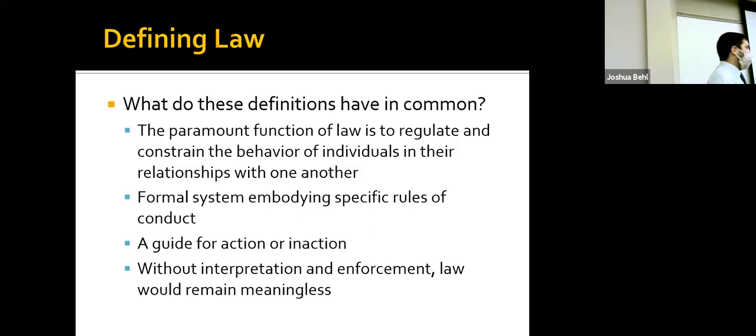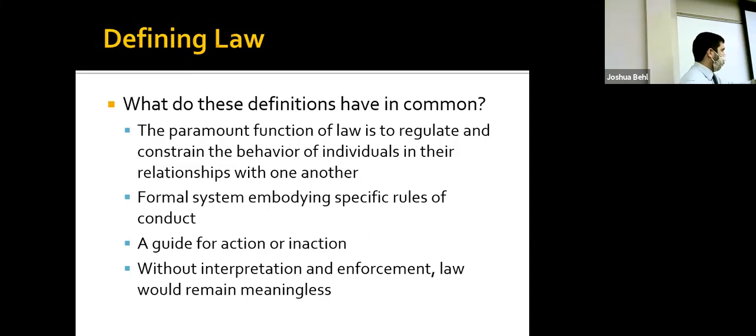And also, without interpretation and enforcement, laws would be meaningless. If I said you are only allowed 5 absences before you fail the class, what are some important things you would need to know about that rule? You are allowed 5 absences before I fail you in the class. This is not actually in the syllabus, don't forget about this. But if that was a rule I had, what would you want to know?